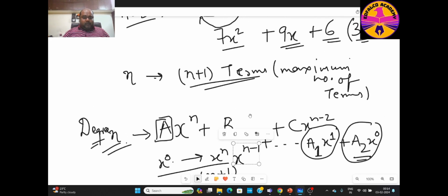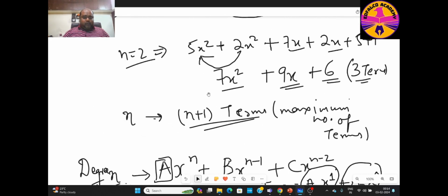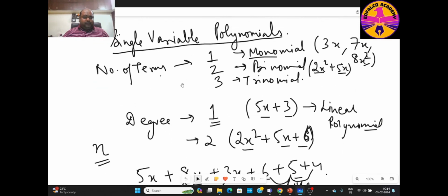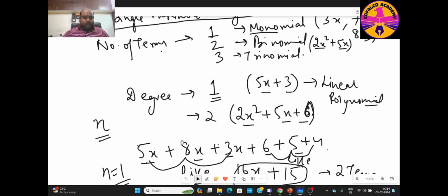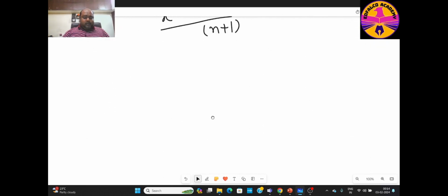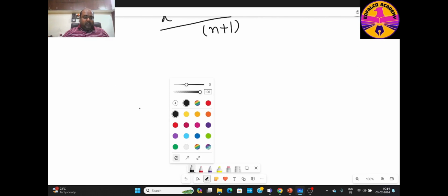So I think we have discussed most of the things about polynomials. Now let's move on to a general form of polynomial. We have to study basically only the single variable polynomial, right? And we have also seen that a polynomial of degree n will have a maximum of n plus 1 terms. By the way, this is the maximum number of terms. Some of the terms may be missing also.